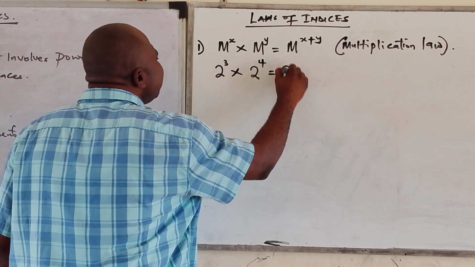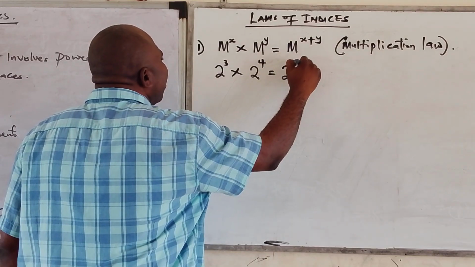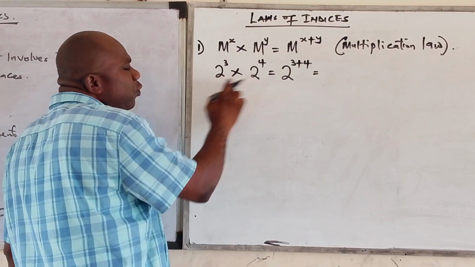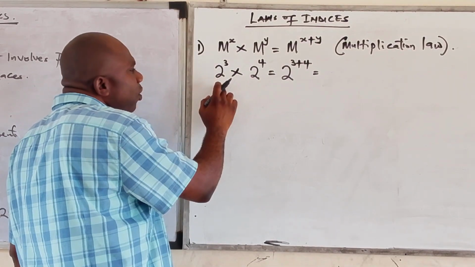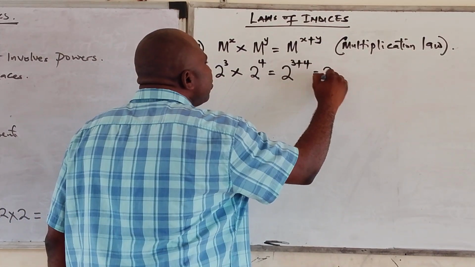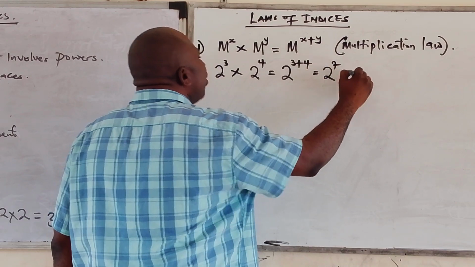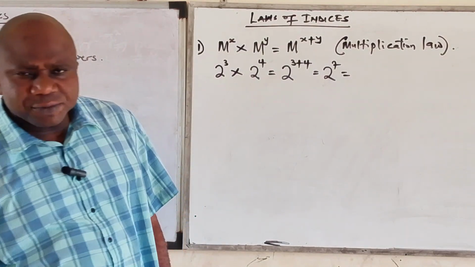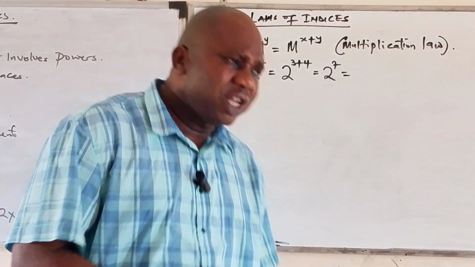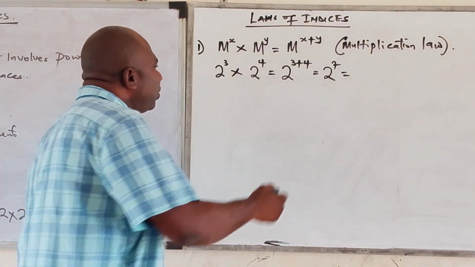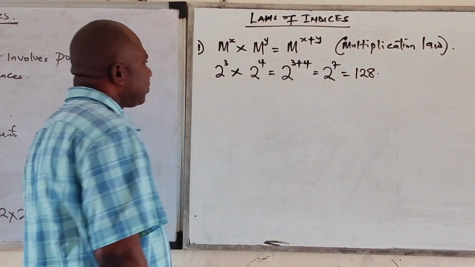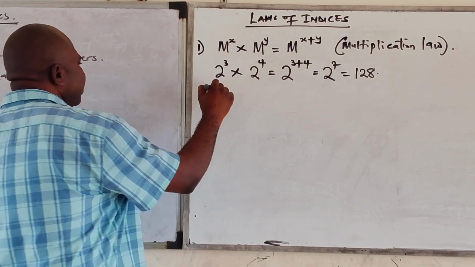Now, this is the same as saying 2 raised to the power of 3 plus 4. We are applying this because the bases are equal. So here, that will give us 2 raised to the power of 7. And of course, we know that 2 power 7 means 2 times 2 times 2, 7 places, and that will give us 128.